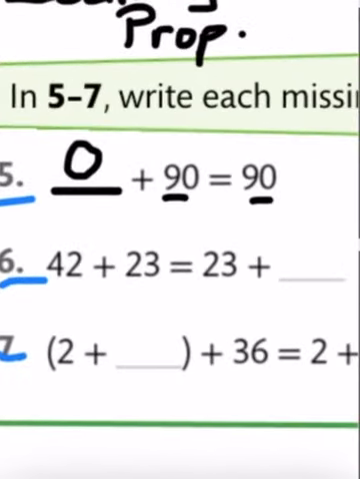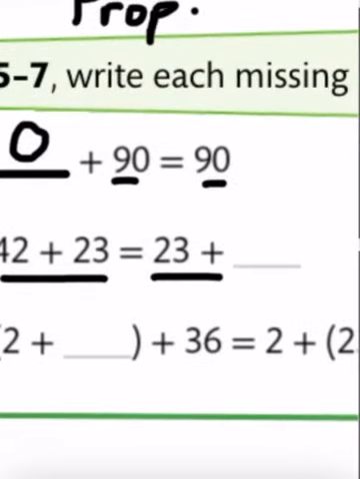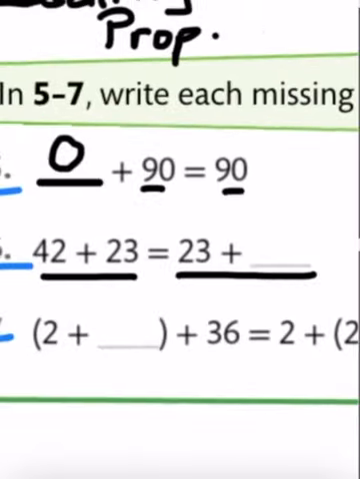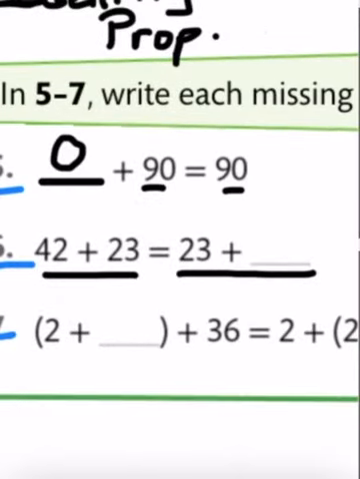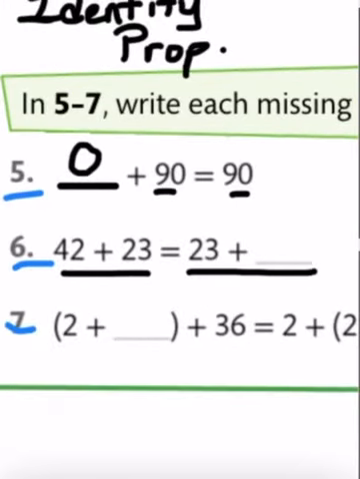And number 6, we have 42 plus 23. It's going to equal the same thing as 23 plus another number. All right, so again, think about our properties. Number 5 here was the identity property. That's where we add 0. We have 2 other properties. One where we can group numbers together with the parentheses and change those groupings. Or we have the commutative property where we can switch numbers around and they still equal the same thing. Number 6, we're switching numbers around. So 42 plus 23 becomes 23 plus 42.